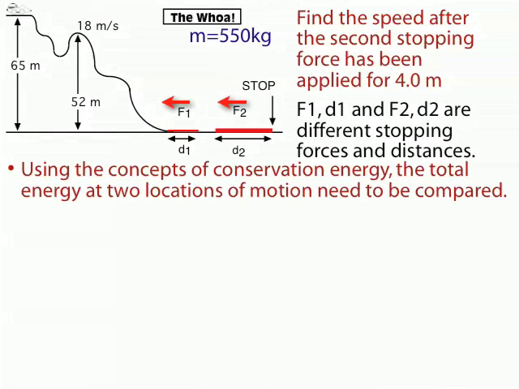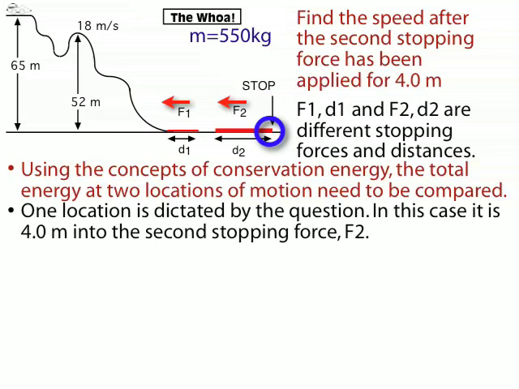I'm going to use the concepts of conservation of energy, so I don't need time, and I'm going to use this by comparing the total energy at two locations. One location is dictated by the question. In this case, it's 4 meters into the second stopping force, F2. So F2 is there, and 4 meters is the blue circle.